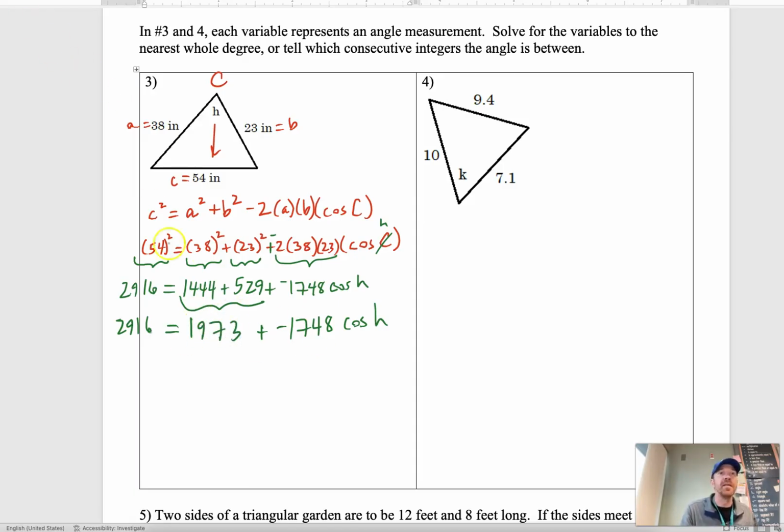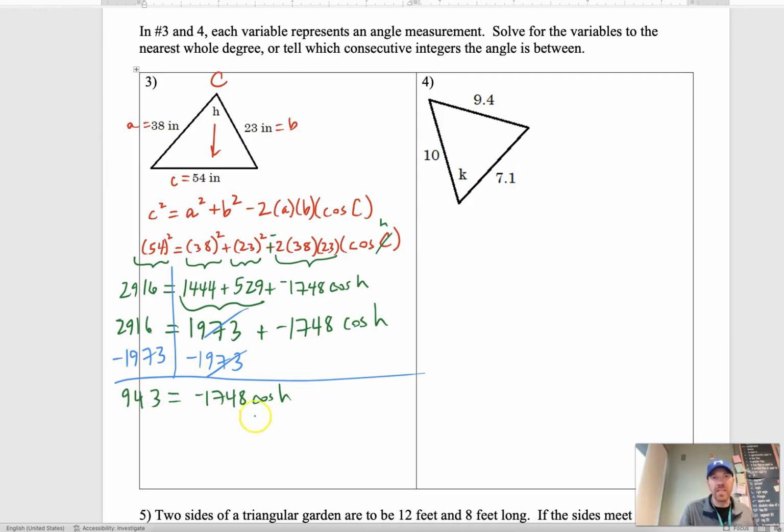And then what we can do is subtract 1,973 on both sides, leaving us on the right with the negative 1,748 cosine of h. And on the left, we come up with 943, according to my cheat sheet. All right, then this is multiplication. We can cancel that multiplication with division. Divide by negative 1,748. That'll cancel, leaving us with the cosine of h. And over here we balance.